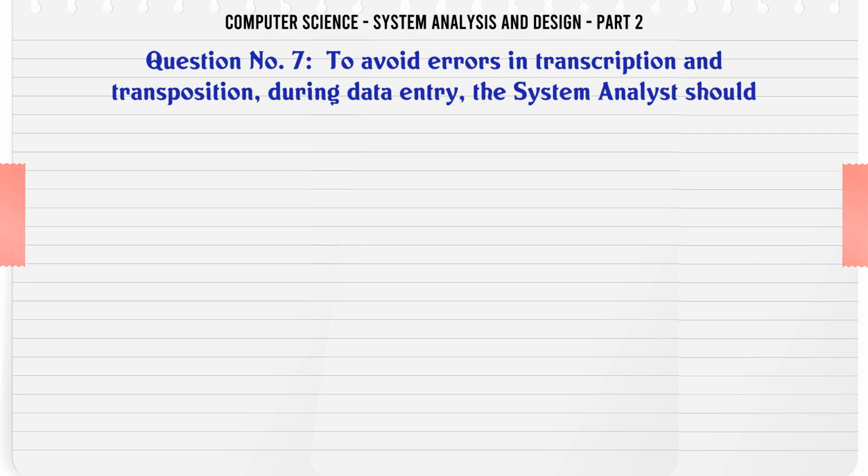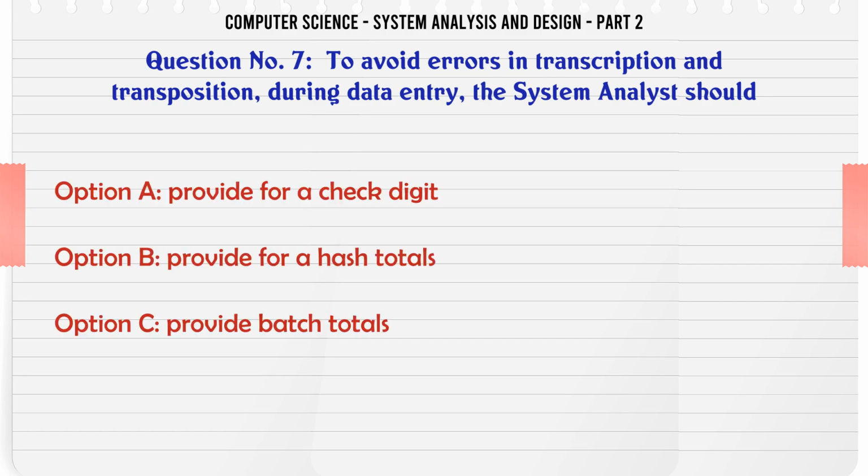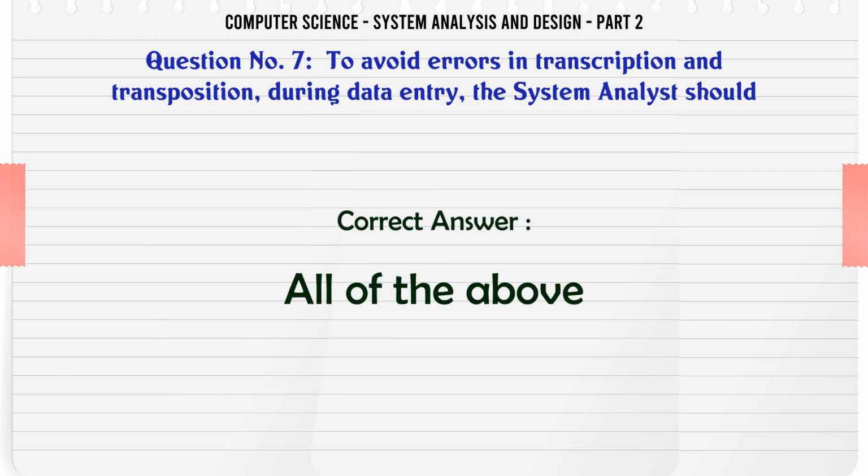To avoid errors in transcription and transposition during data entry, the system analyst should A. Provide for a check digit. B. Provide for a hash totals. C. Provide batch totals. D. All of the above. The correct answer is all of the above.